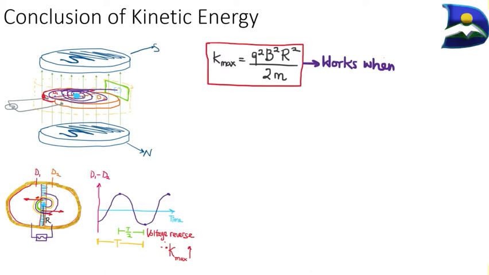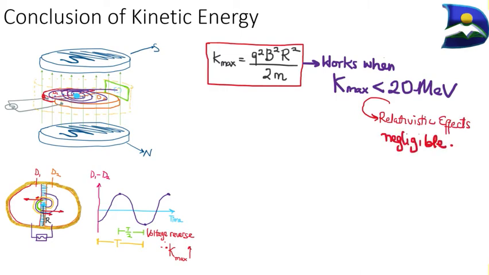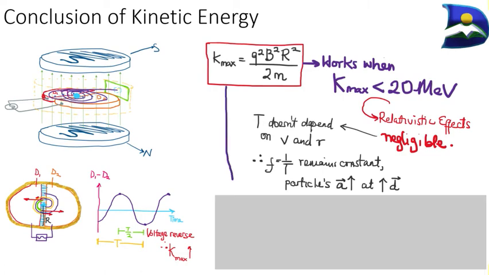energy maximum is less than 20 mega electron volts, in which case the relativistic effect is negligible enough for this expression to not be dependent on the velocity and the radius of the circular path. However, if your kinetic energy is greater than or equal to 20 mega electron volts, this tells us that our relativistic effect is non-negligible.